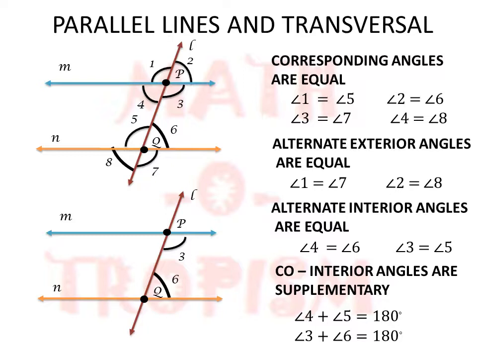So remember, for parallel lines and a transversal, corresponding angles, alternate exterior angles, alternate interior angles, all pairs are equal, except the co-interior angles, which are the interior angles on the same side of the transversal, and are supplementary. Supplementary means both add up to 180 degrees.